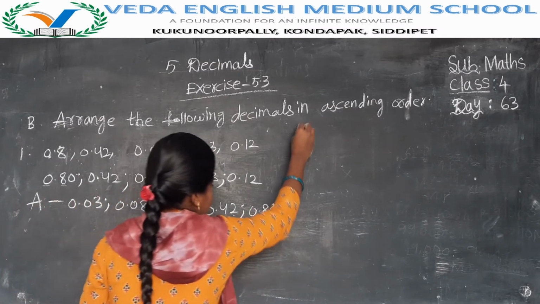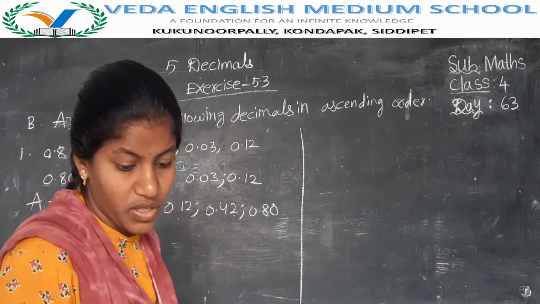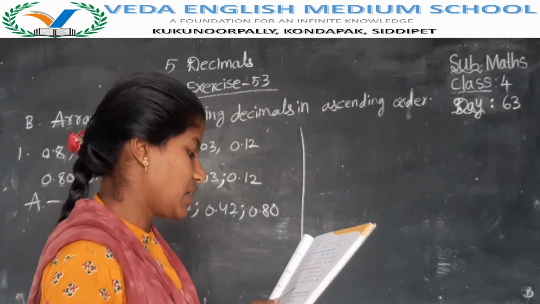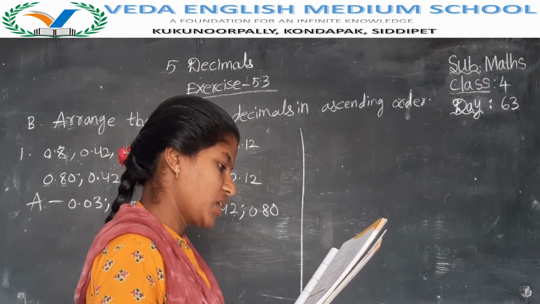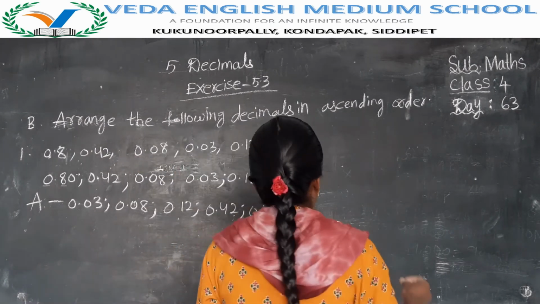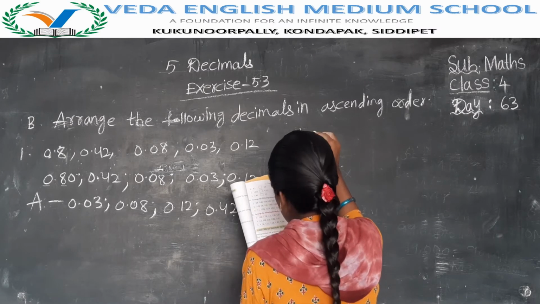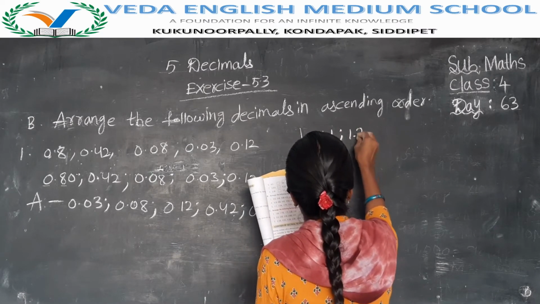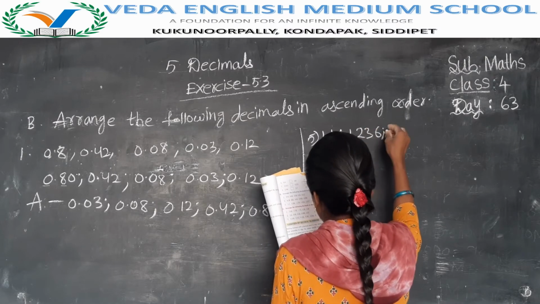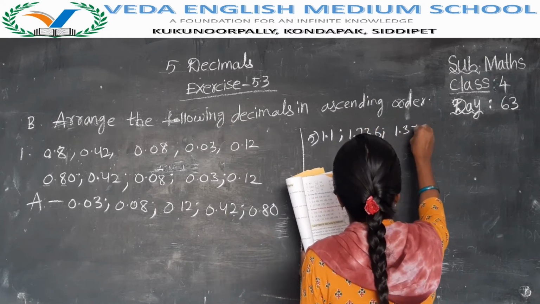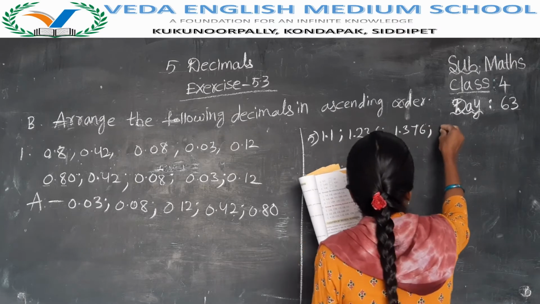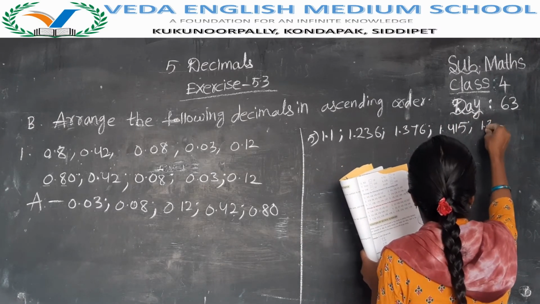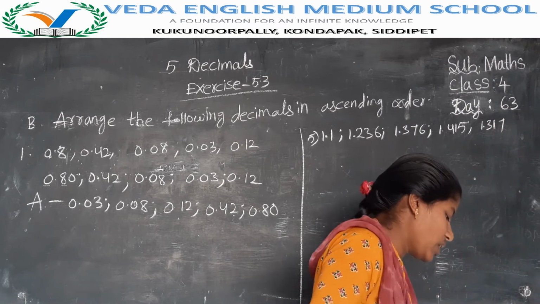Then I'll explain one more problem. The first one and second one are like this only. So I'll explain the fifth one now. 1.1, 1.236, 1.376, 1.415, 1.317. Now all are unlike decimals.